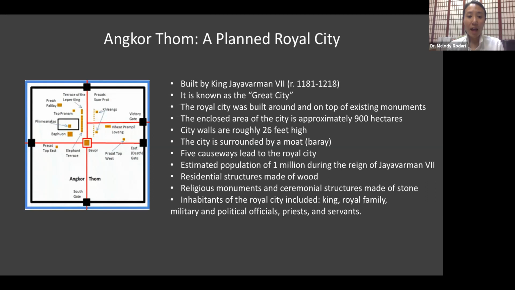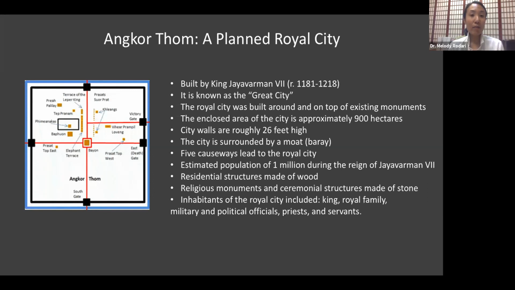At the height of the reign of Jayavarman VII and during the height of Angkor Thom, it's believed that there were roughly 1 million people who lived in this royal city. So you might be asking yourself, and students always want to know, well, who lived in the royal city? Certainly it was the king, the royal family, also military and political officials, as well as priests and servants.